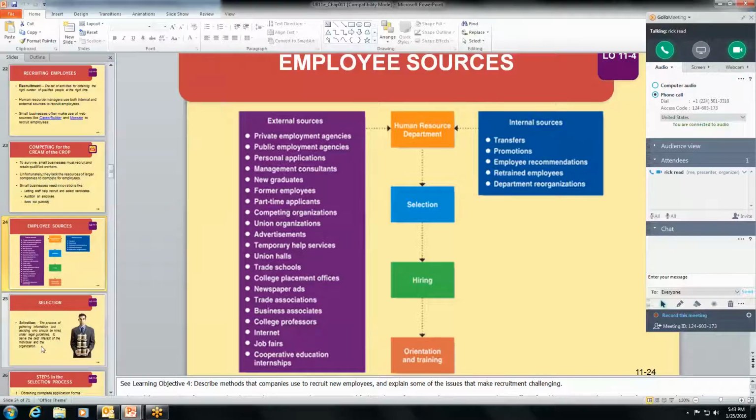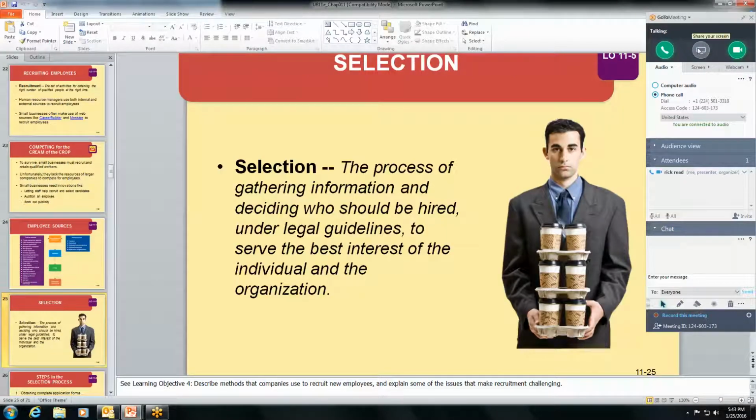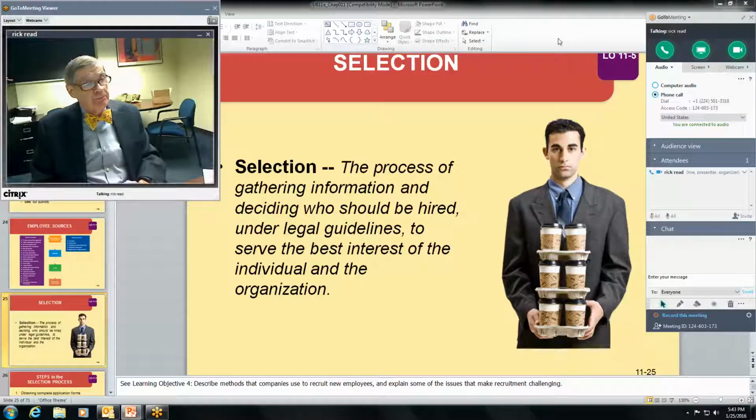Selection. Now we've recruited a number of people and they've applied, so we have either their job application or resume or both. And so we're going to use that as a first cut in selection. People who meet the minimum requirements, we're going to move them along. People who don't meet the minimum requirements, we're going to send them a letter, thank you for applying, et cetera, et cetera. So then there's other processes that we go into in the selection process, and we'll follow that.